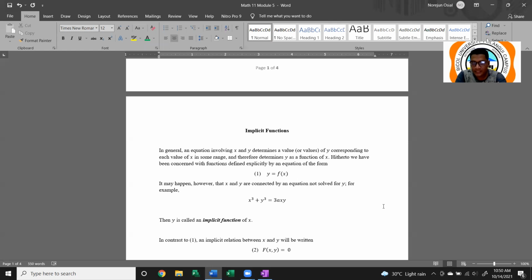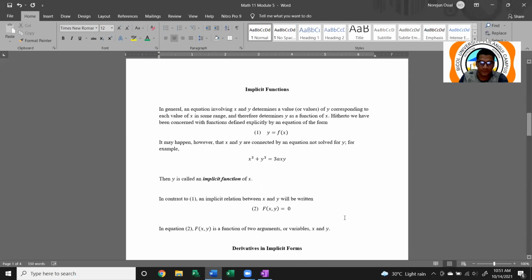It may happen, however, that x and y are connected by an equation not solved for y. For example, x cubed plus y cubed equals 3axy. In this equation, you cannot express y explicitly as a function of x, meaning you cannot isolate the variable y on one side of the equation. So these are called implicit functions of x.